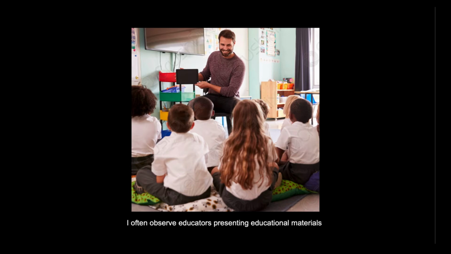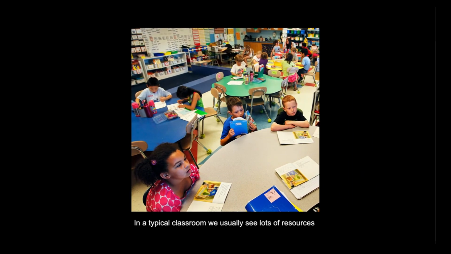I often observe educators presenting educational materials in front of their bodies. Could their clothing impact the learner with CVI? In a typical classroom, we usually see lots of resources being hung in the classroom, lots of colors. They are placed there by well-meaning educators who are trying to welcome and support all of their learners. Consider, though, how an environment like this can impact a learner with CVI. Consider the array of materials on a student's workspace.